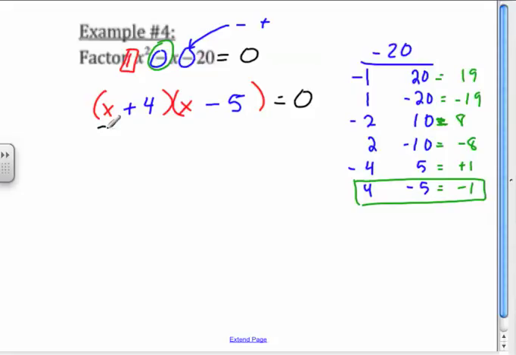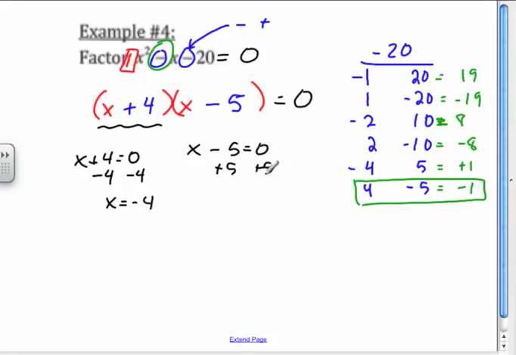I'm going to look at this first binomial. x plus 4 equals 0. So if I subtract 4 from both sides, I get x equals negative 4. So that's one of them. If the second one equals 0, x minus 5 equals 0, I just add 5 to both sides to show me what x has to be. x has to be 5. So my solution set is x equals negative 4 and 5.